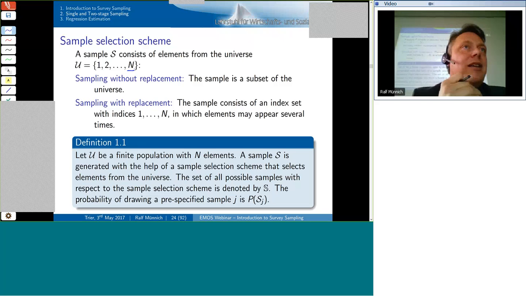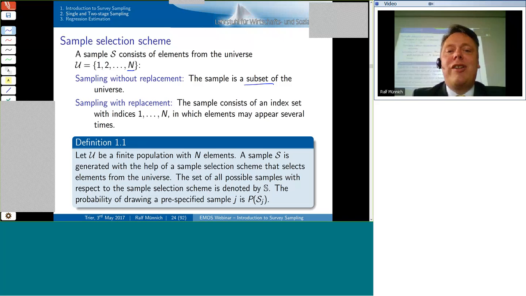Now, not only in simple random sampling but in general, we have to make the difference between without replacement sampling and with replacement sampling. Without replacement sampling is much easier in the terminology, but certainly gives some additional problems. The sample in this case is just a subset in the mathematical sense of the universe, so the writing is pretty straightforward. Sampling with replacement is slightly different. The sample consists of an index set with all the indices from the universe in which the elements may appear several times, so the number of occurrences in the sample.